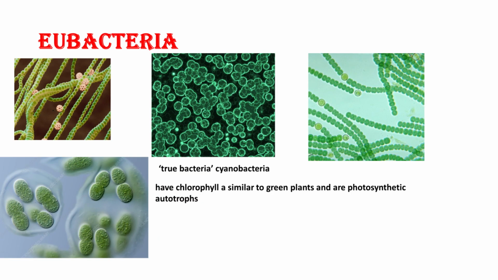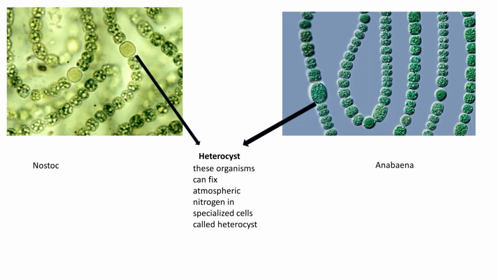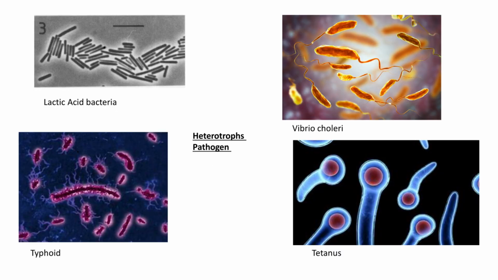Now, the eubacteria. There are thousands of different eubacteria or true bacteria. They are characterized by the presence of a rigid cell wall and, if motile, a flagellum. The cyanobacteria, also referred to as blue-green algae, have chlorophyll similar to green plants and are photosynthetic autotrophs. Some of these organisms can fix atmospheric nitrogen in specialized cells called heterocysts, for example Nostoc and Anabaena. Some are heterotrophic bacteria helpful in making curd from milk and production of antibiotics. Some are pathogens causing diseases to human beings, like cholera, typhoid, tetanus, etc.